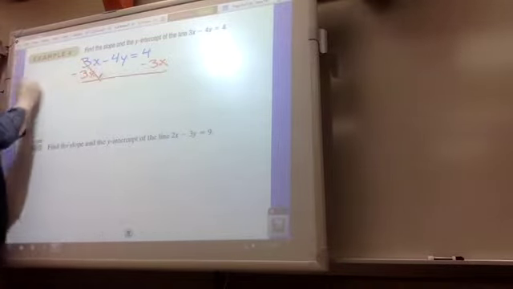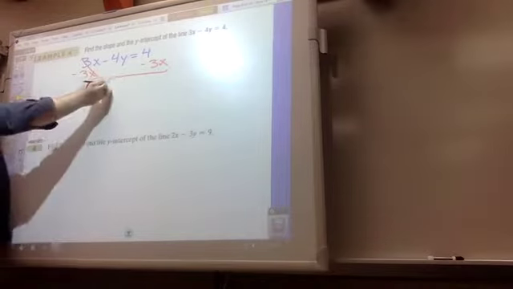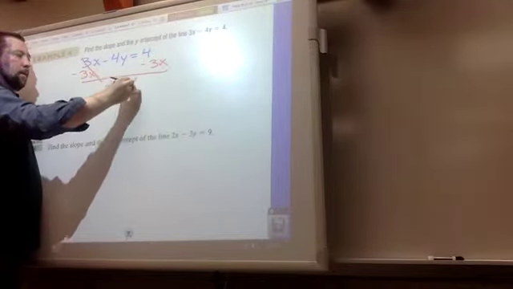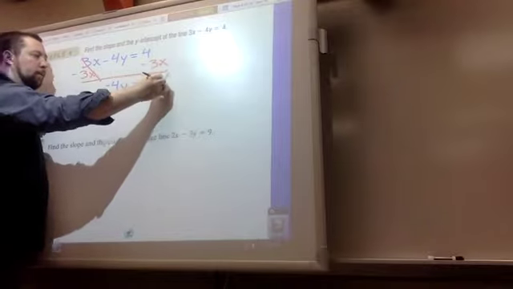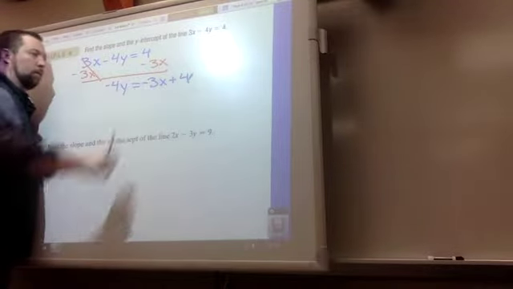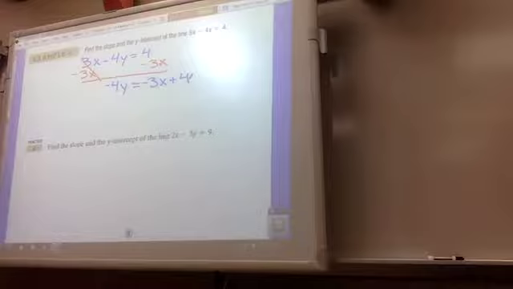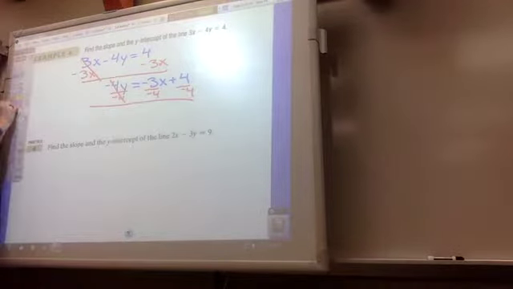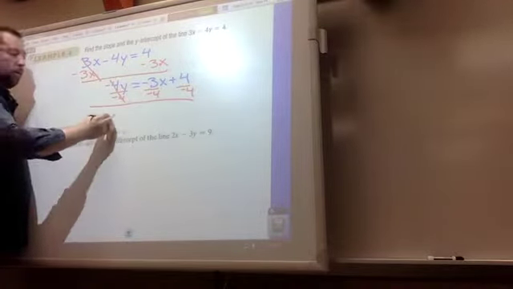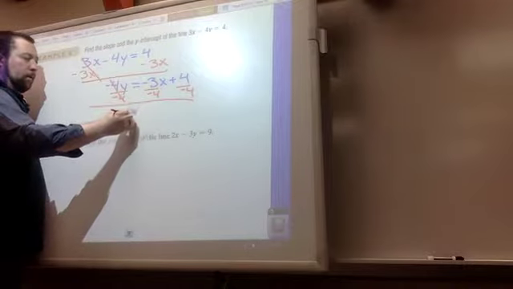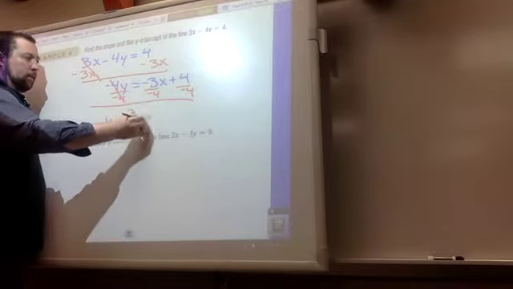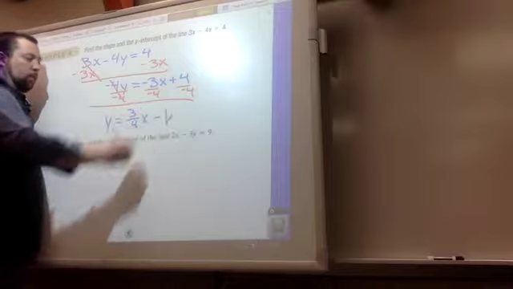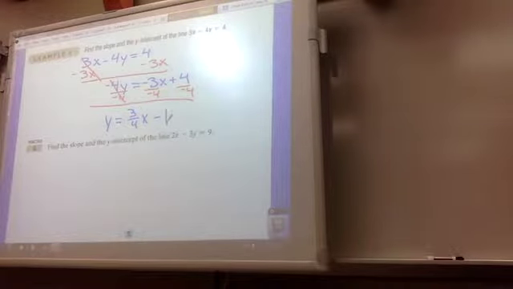When you do that, that leaves me with a negative 4y is equal to negative 3x plus the 4. Notice I don't put them together because they're not like terms. That gives us the slope-intercept form of the equation: y is equal to 3 over 4 x minus 1. What we did there: we brought the x part over by subtracting it, and we divided everything by the coefficient of the y.